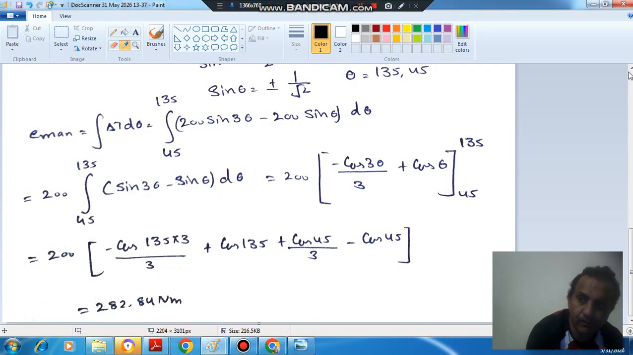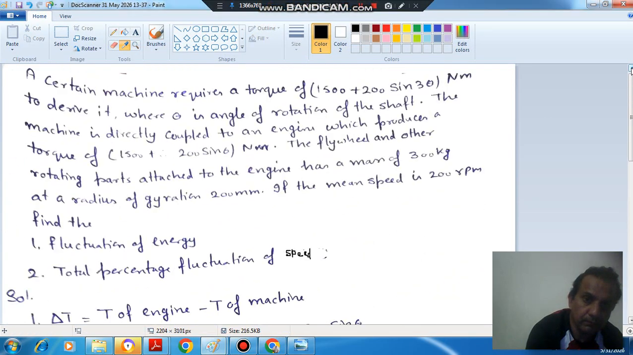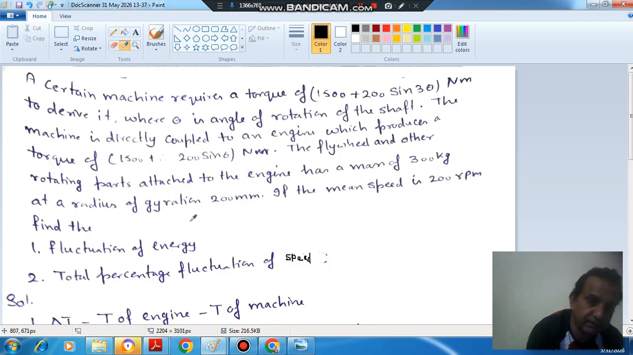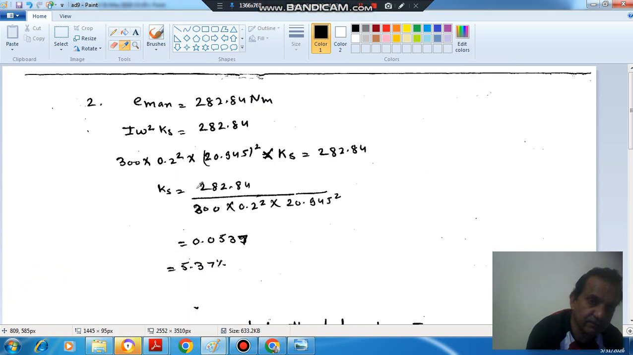That is, mass is 300 kg and radius of gyration is 200 mm, and ω is corresponding to 200 rpm. That is 2π N by 60. So that will come out as 20.945 rad/s. And E max is this. So from this, the coefficient of fluctuation of speed comes as 0.0537 or 5.37%.